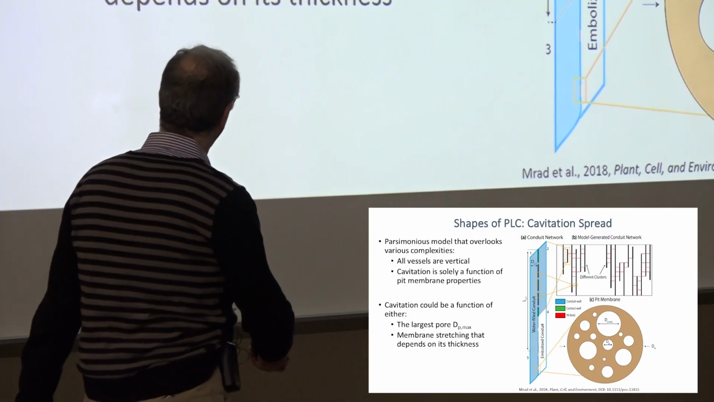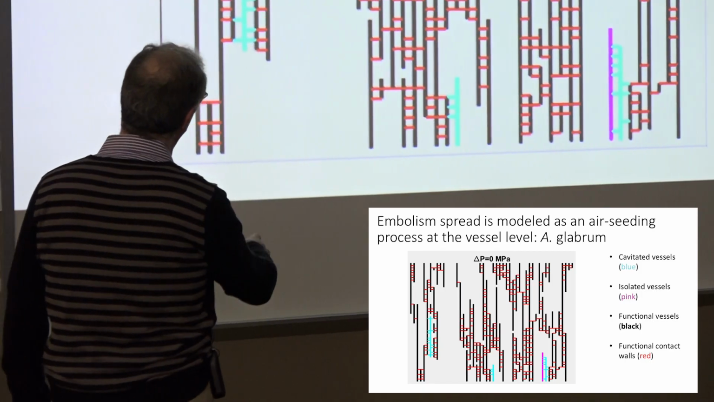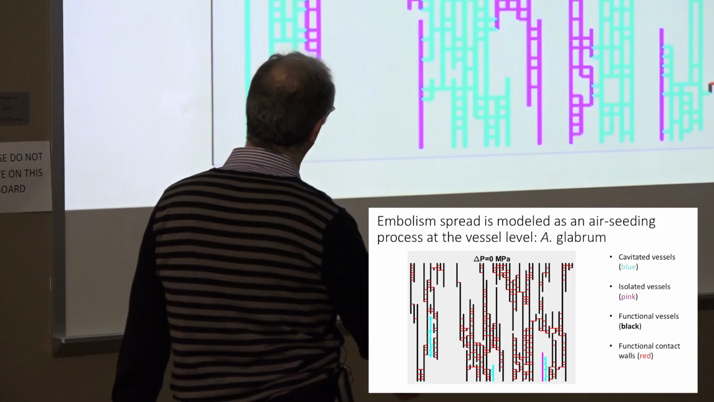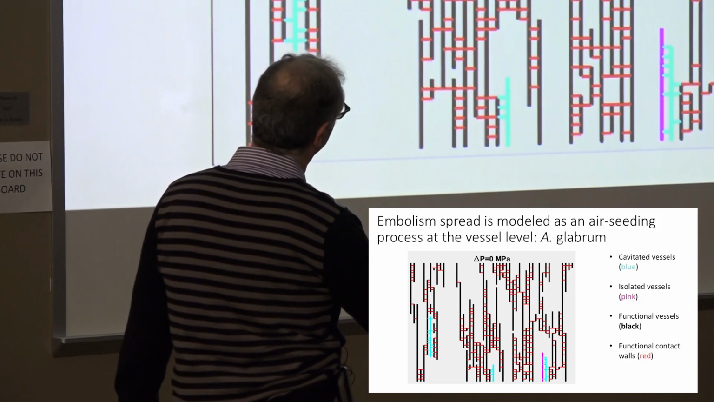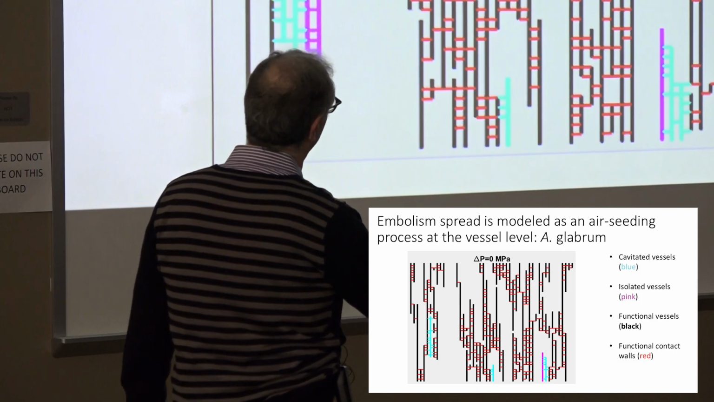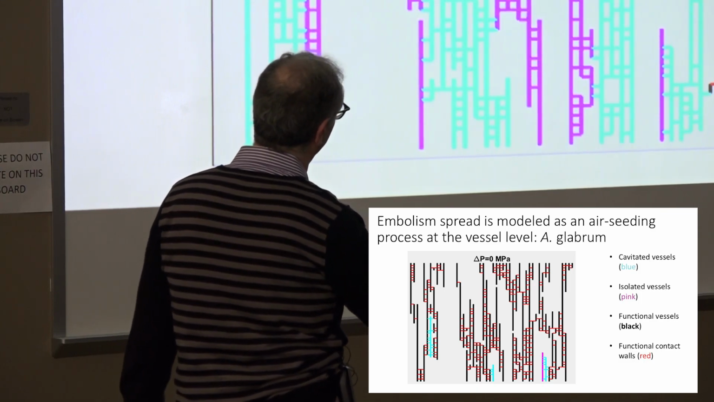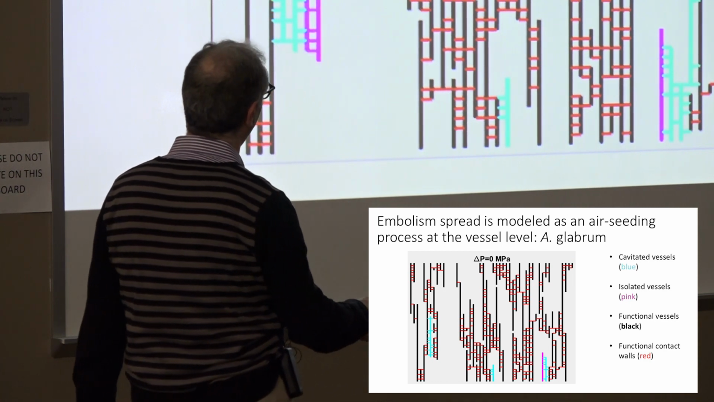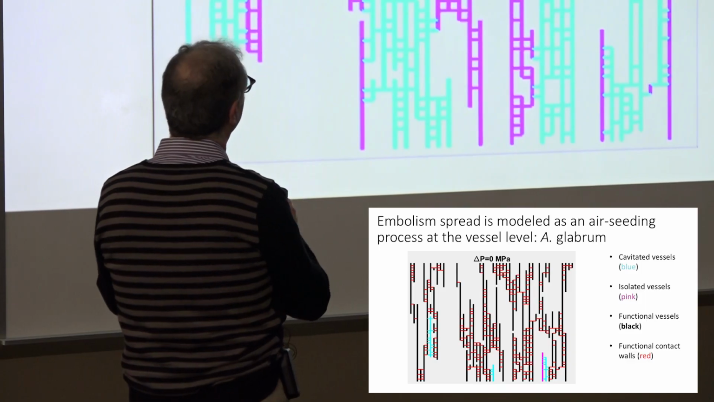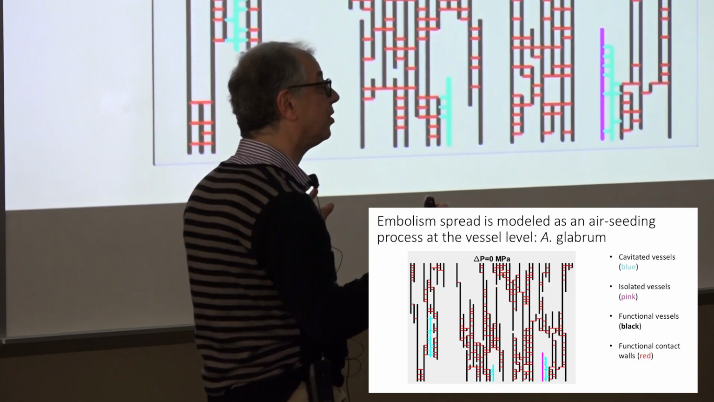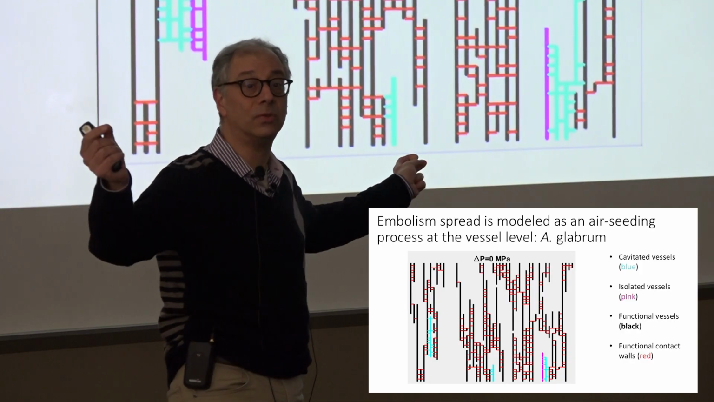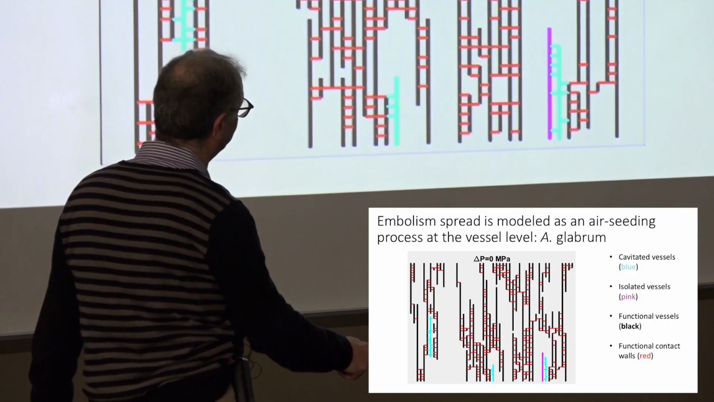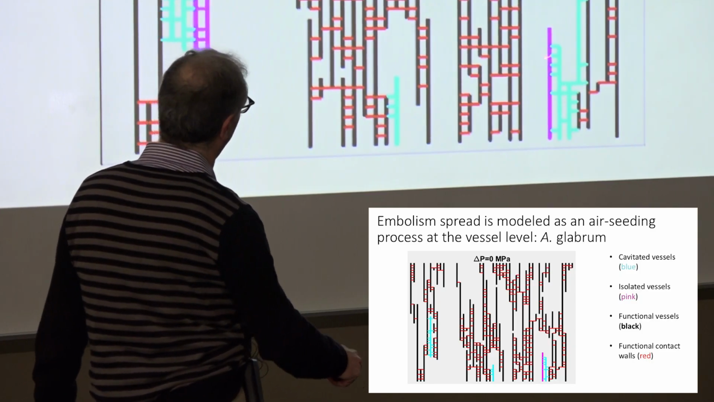And so what we did next is we ran the calculations, and that's a movie showing the pressure of the air after random seeding of air molecules in this network. And what you see is the cavitated vessels in blue. These are the ones that air has gone into and they became unstable. Isolated vessels are shown in pink. By isolated vessels, I mean vessels that are still retaining their water, so they don't have any air, but they become hydraulically disconnected from the network. Okay, so they don't contribute to the flow from the bottom to the top, let's say. The functional vessels are shown in black, and the contact walls are shown in red.